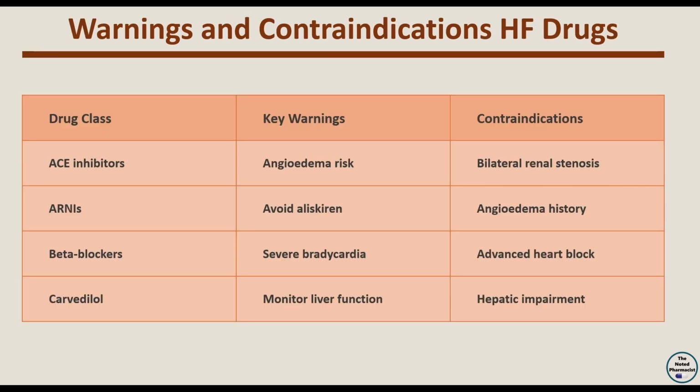Warnings and contraindications. Heart failure medications come with specific warnings and contraindications. ACE inhibitors and ARNIs are contraindicated in patients with a history of angioedema and those taking aliskiren. These drugs should also be avoided in bilateral renal artery stenosis due to the risk of acute kidney injury. In renal impairment, dose adjustments may be necessary to prevent accumulation and toxicity.